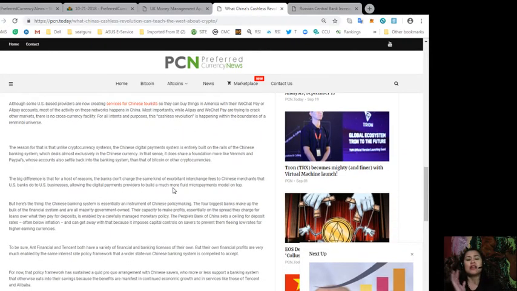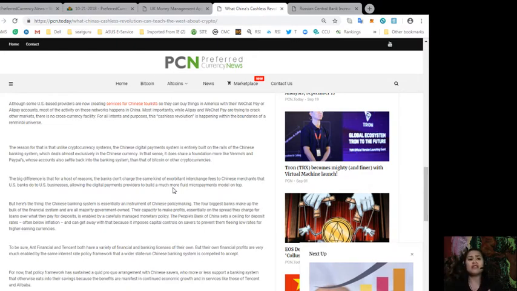But the thing is, the Chinese banking system is essentially an instrument of Chinese policy making. Now, the four biggest banks make up the bulk of the financial system, and they are all majority government owned. Now, their capacity to make profits essentially on the spread they charge for loans over what they pay for deposits is enabled by a carefully managed monetary policy. Now, People's Bank of China set a ceiling for deposit rates often below inflation and can get away with that because it imposes capital controls on savers to prevent them fleeing low rates for higher earning currencies.